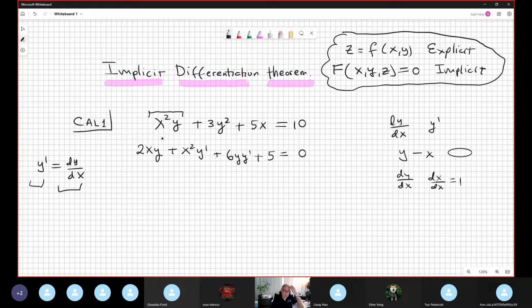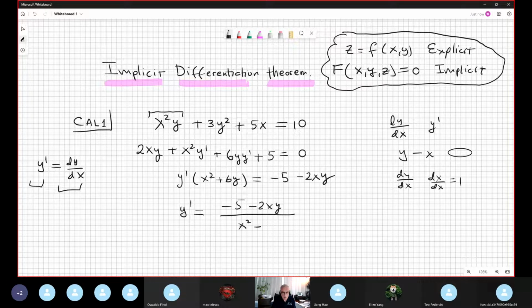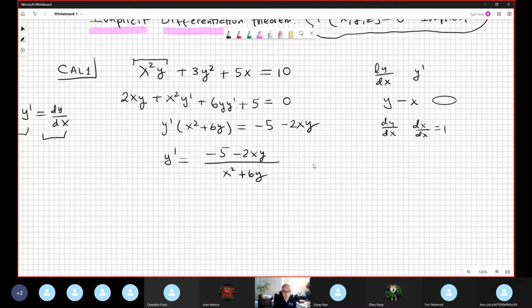And now you manipulate algebraically in order to isolate y prime, which is our goal, no? So you factor y prime times x squared plus 6y. I move everything to the left, which is negative 5 and negative 2xy. And finally, y prime, which is our goal, is minus 5 minus 2xy divided by x squared plus 6y. And this is the final answer. Cal 1, implicit differentiation.